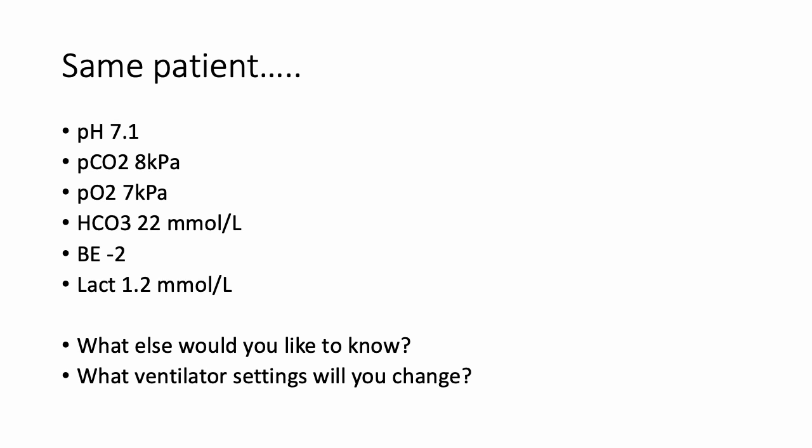So the same patient, but now pH is 7.1, CO2 is 8, PaO2 is still 7, and the other things are unchanged. So again, the oxygenation here is still an issue. We don't know the oxygen saturations, but it's still not good. But we can see they've got quite a significant respiratory acidosis with the high CO2. So not only are we not oxygenating them properly, we're not ventilating them properly either. So we need to make some changes to make that better.